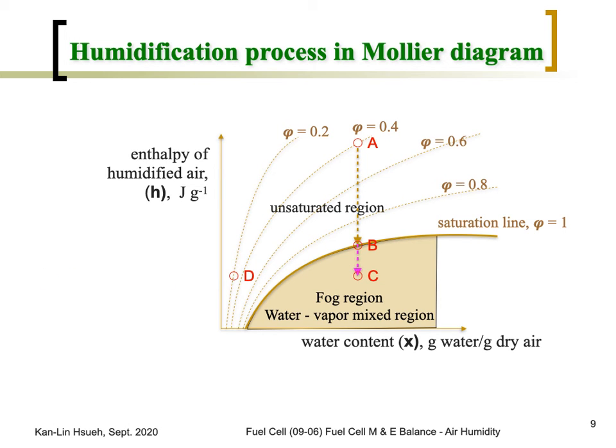For another example, from D, where the relative humidity is 0.2, I keep adding water. This may be an adiabatic process or heating, a non-adiabatic process, it doesn't matter. If you keep adding water, the point will move in this diagram to the right-hand side, and then touch the saturation line. If you keep adding water vapor, it will be precipitated into the fog region, F.